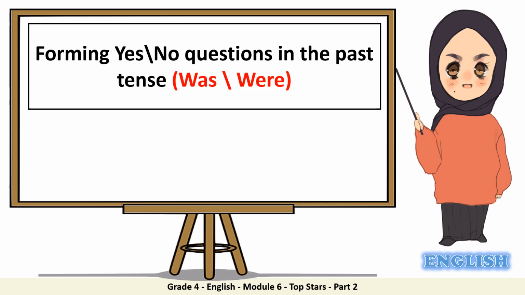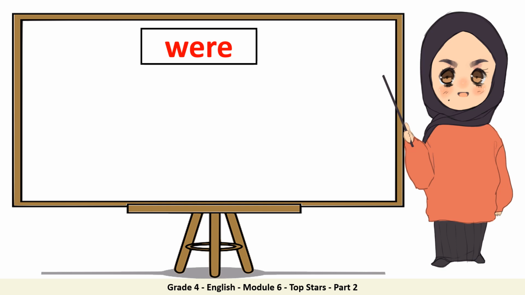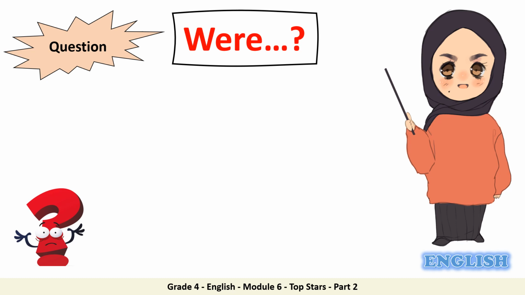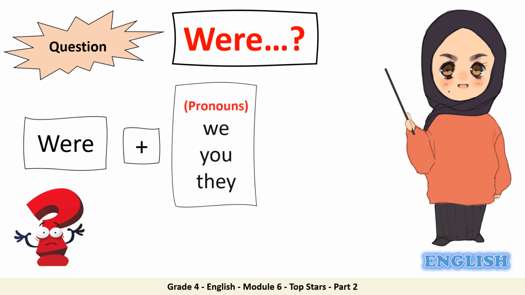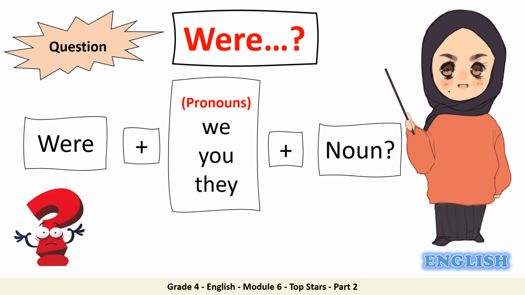Now we can say that we have learned how to form yes/no questions in the past tense using was, and we can move to the second part of forming yes/no questions in the past tense using were. Let me remind you here that we use were with the pronouns we, you, and they. Now I will teach you how to form a question using were. We start our question with were plus the pronouns we, you, or they plus a noun.